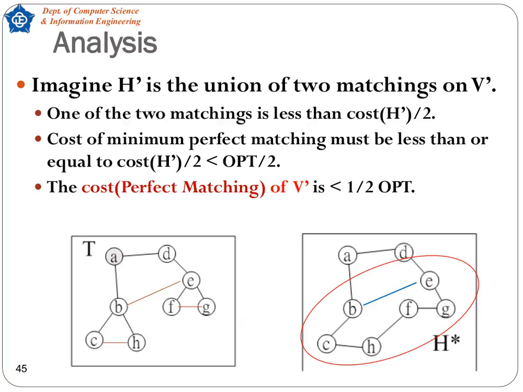On the left, you see the original tree T with vertices labeled A through G and edges marked in red to form two matchings. On the right, those same matchings are combined into the H' tour circled in red, and one of the matchings is highlighted in blue. That blue matching demonstrates there exists a perfect matching whose total weight is at most half the weight of the H' tour, and therefore below half of OPT.